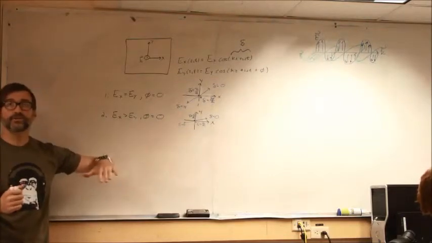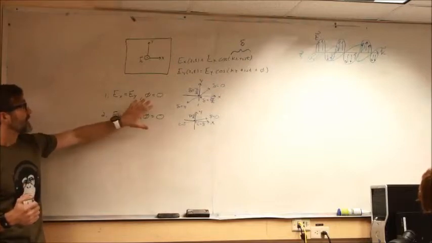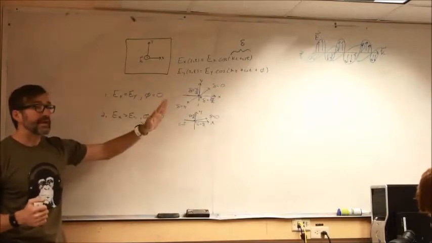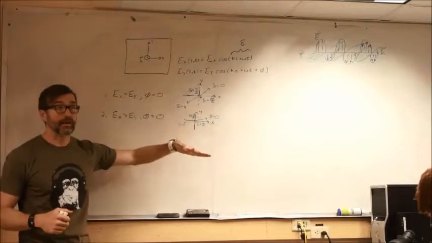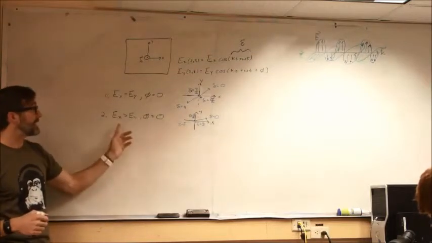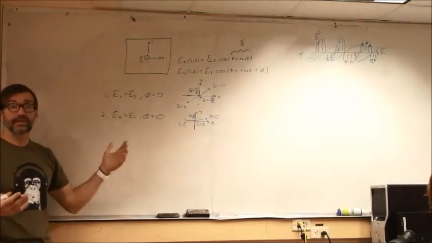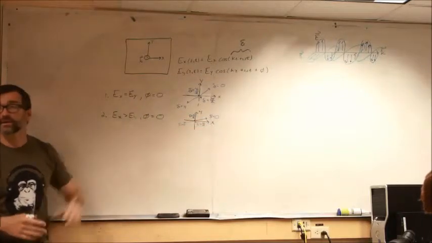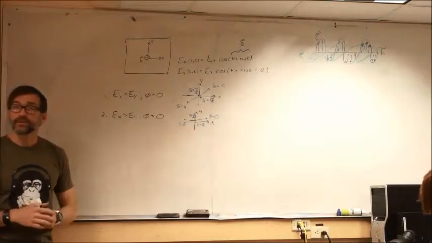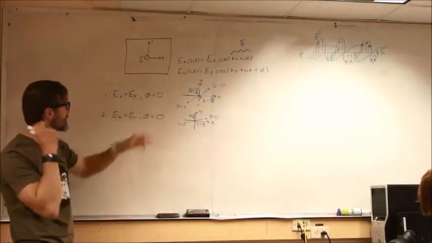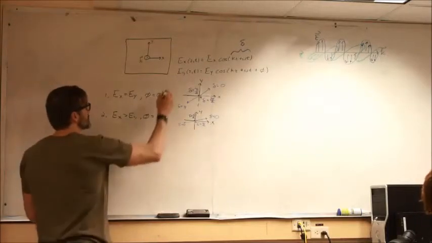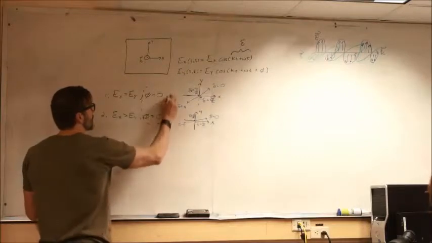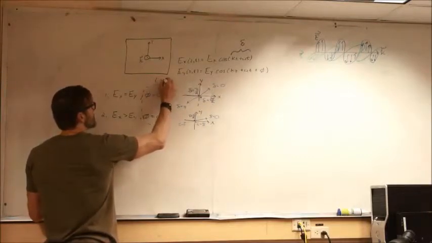And hopefully now it should be clear that I can use these expressions to describe any state of linear polarization at any angle. I could take Ex to be something and Ey to be 0, and that would be just polarized along the x-axis, and I can pick any other angle I want. Okay. So we can describe any state of linear polarization as long as we choose the relative phases to be 0.